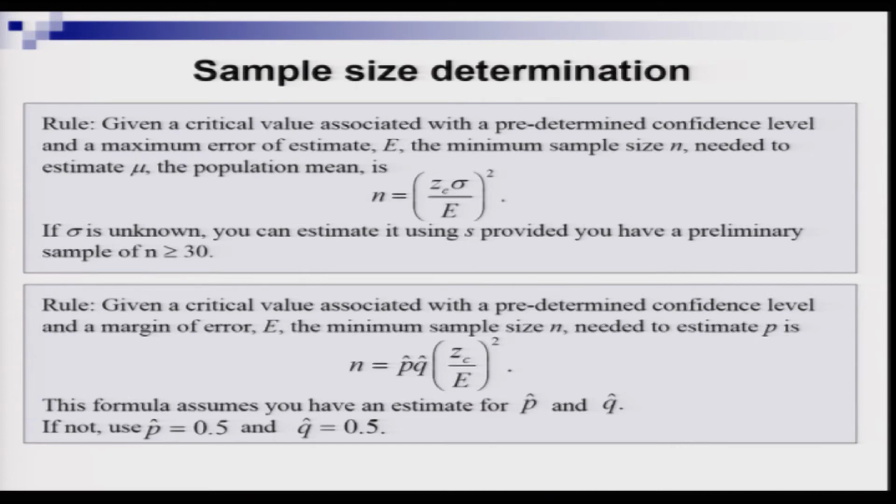Now, this formula assumes that you have an estimate for P hat and Q hat, but what if you do not have the estimates for P hat and Q hat? I told you earlier also, if you do not have a priori information, you can make use of 0.5 as the proxy value for P hat and Q hat. Now we are going to look at one example where I am going to show you how to find a confidence interval for an unknown population proportion.